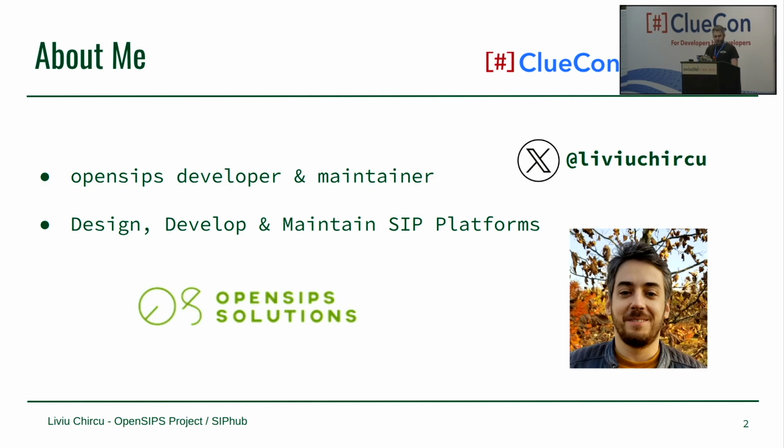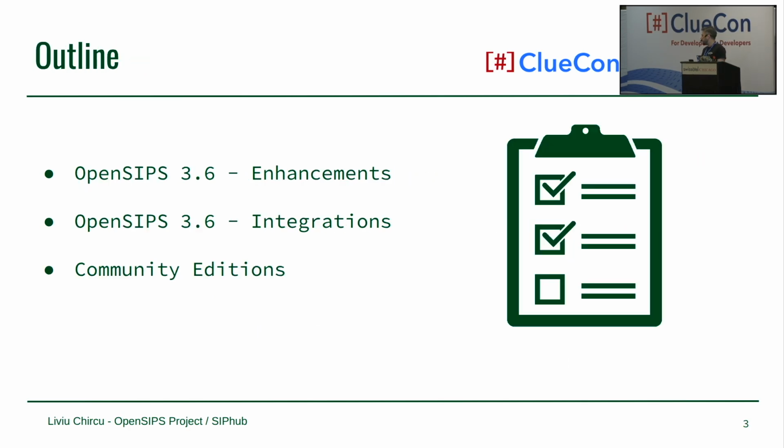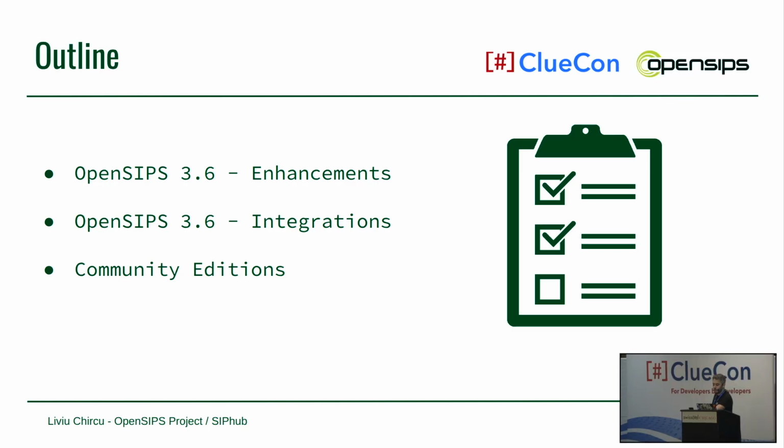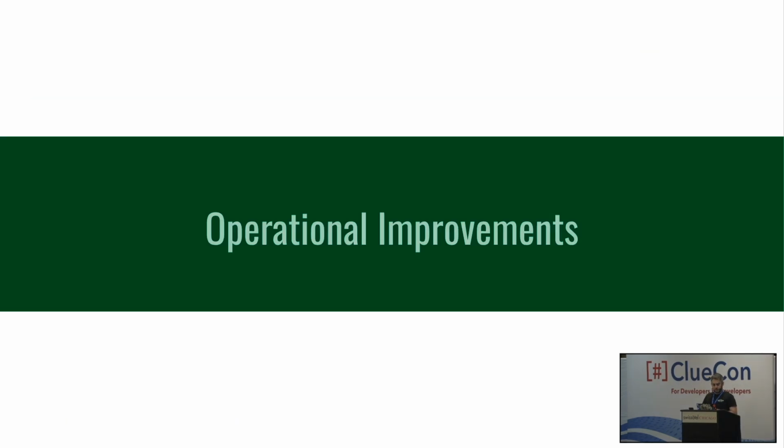So today I'm going to be talking about the latest release, OpenSIPs 3.6, which just turned stable. The beta testing phase was over a couple weeks ago, so now it's production ready. I'm going to talk about some enhancements we did as well to ease the development of your scripts and your services with OpenSIPs, and some integrations. And also a bit about the community editions.